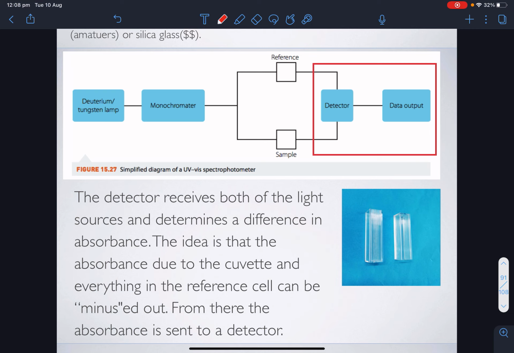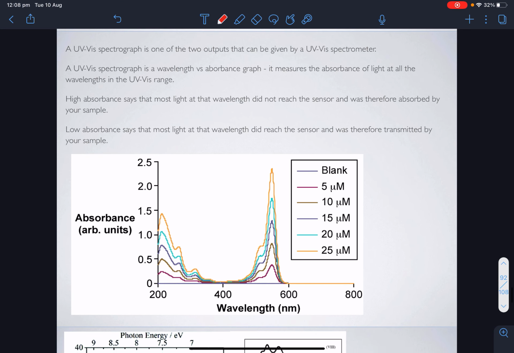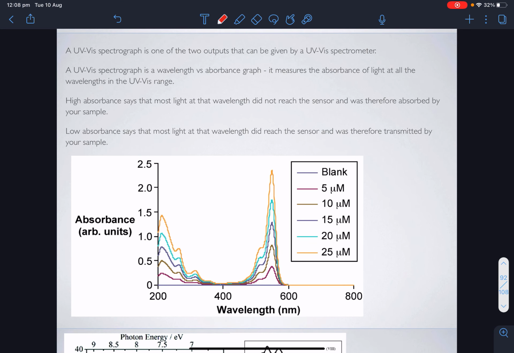Or it sends it to a computer where you do a scan of all the wavelengths and you get a spectrograph out of it. And here's the spectrograph. It's a complex spectrograph. It's multiple spectrographs all in one. Okay, so don't freak out.